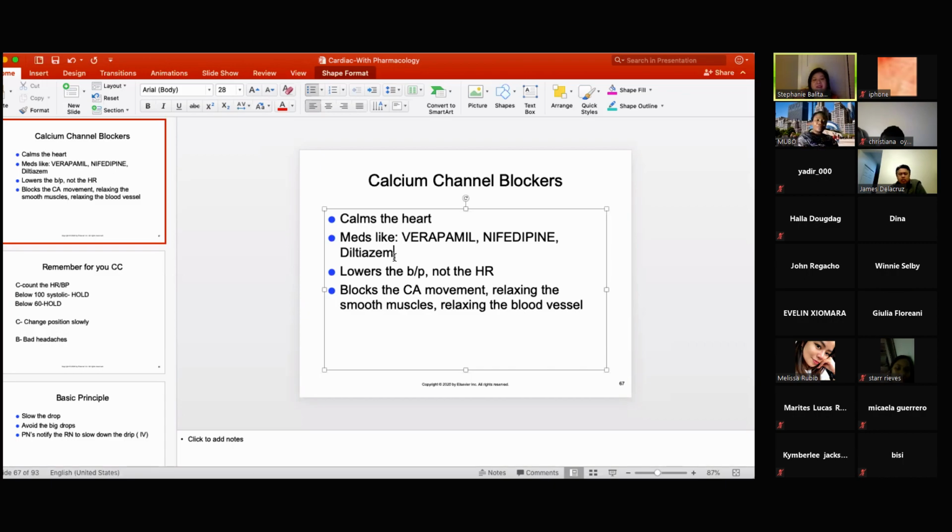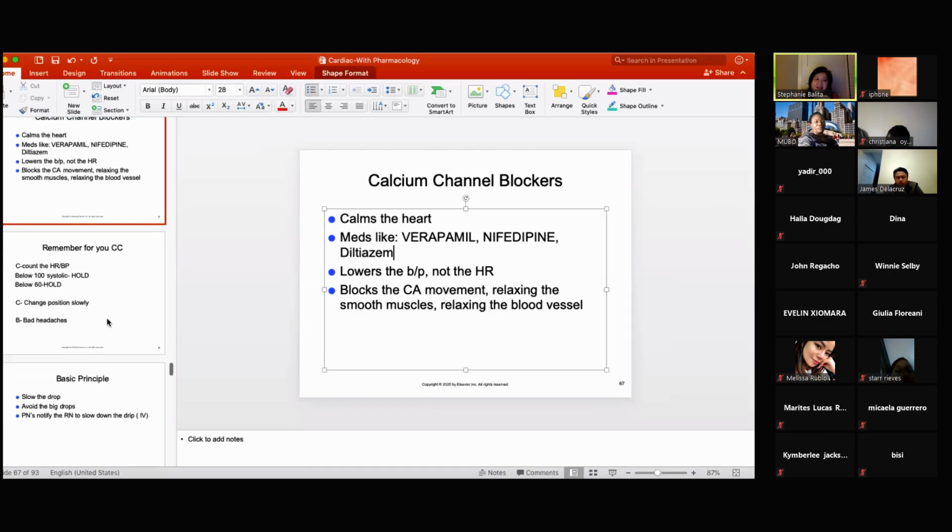So if your patient is on diltiazem and the pulse rate is 60, are you going to give the medication or not? Yes, you're supposed to give the medication, because they lower the BP, but they do not have anything to do with the heart rate. So they calm the heart by blocking the calcium. When calcium does not enter, it does not stimulate, and then your blood vessels are relaxed that way.